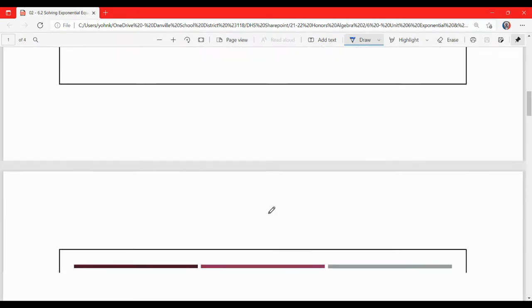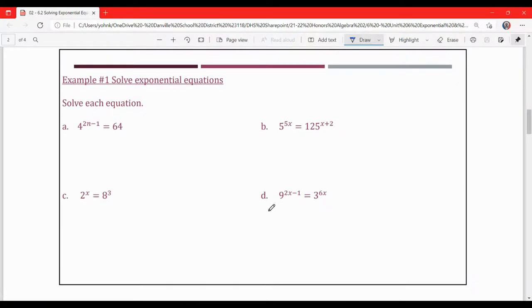All right, let's see how we can use these to solve. Solve each equation. Letter A, 4 to the 2n minus 1 equals 64. In order to use the rules for exponential equations, I need the bases to be the same. So I need to think of what number 4 and 64 can both be powers of, and the answer is 2. I can replace 4 with 2 squared, and then I still have that exponent hanging out. And I can replace 64 as 2 to the sixth power.